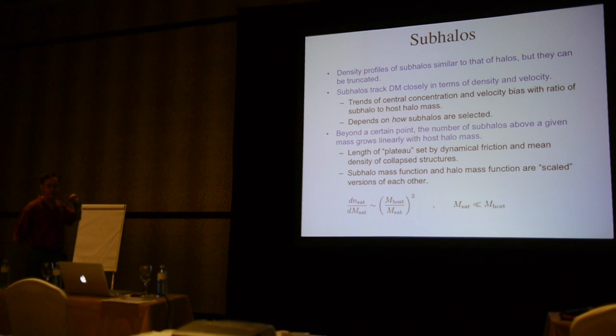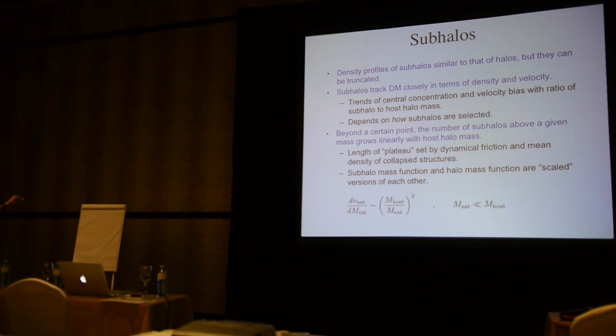What's interesting, though, about all of these subhalos, and this is confirmed by a wide body of work, is that if I go either up in host mass or down in subhalo mass, the number of subhalos above a given mass grows linearly with the host halo mass. Now, how far you have to go in mass ratio before that sets in, this plateau, as it's often referred to, is set by dynamical friction and the fact that the mean density of collapsed structures is roughly 100 times the background density. So that's almost a tautology, a definition of what forms the virialized region of a halo.